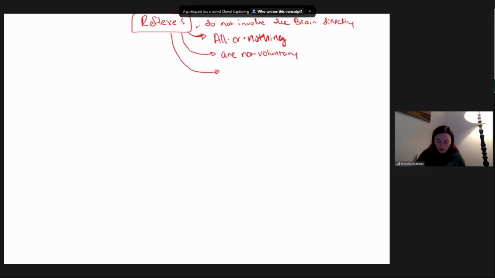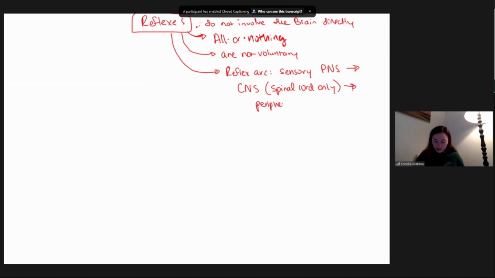And then we have what's called the reflex arc. The reflex arc is basically one neural wiring. So it's the sensory coming from the peripheral nervous system. It goes to the central nervous system. This is in the form of the spinal cord only. And then it goes out to the peripheral effector, the motor. So again, a reflex arc will be the sensory peripheral nervous system to the spinal cord to the peripheral effector.